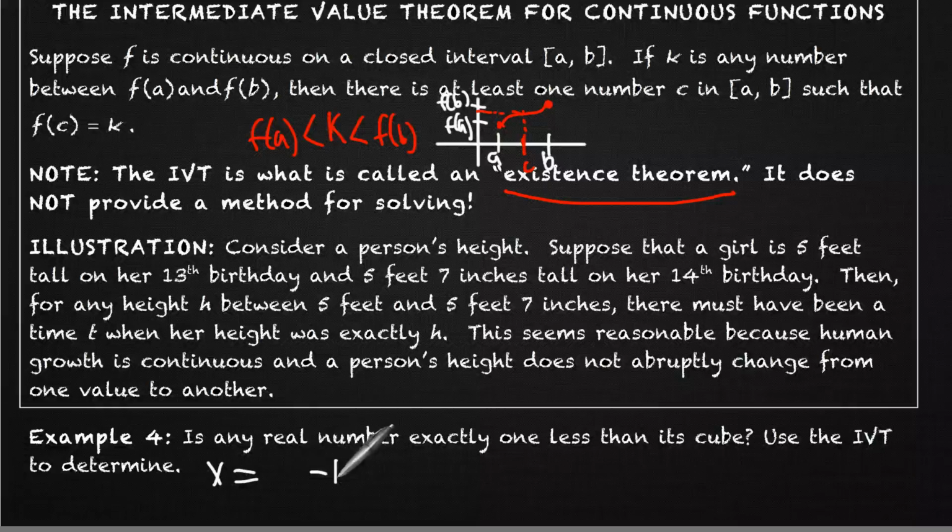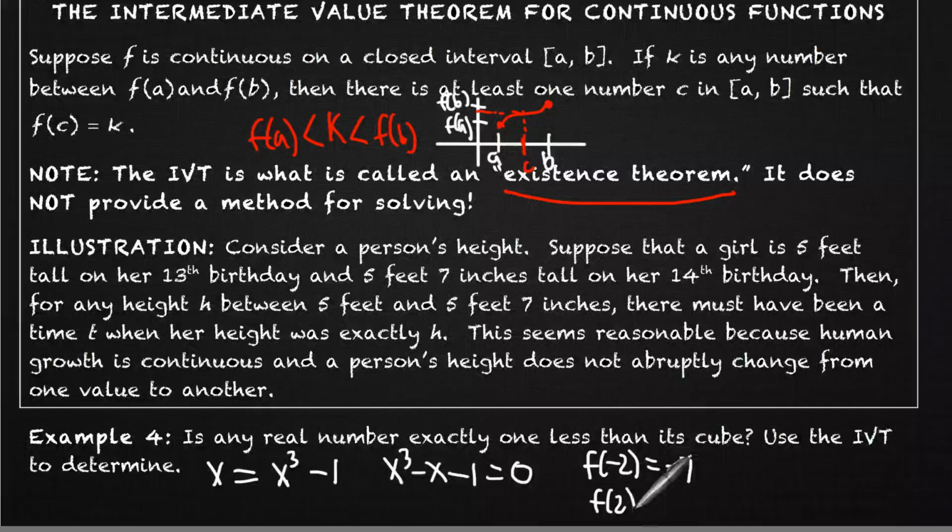So 1 less than its cube, the cube of that number. So the question is, is this true? Okay, so let's move the x to the other side. So we have x cubed minus x minus 1 equals 0. Question is, does this function equal 0 at some point? Well, let's just say I plug in -2 into my equation. You can do the math later, but you end up getting -7. When you plug in +2, you end up getting 5.